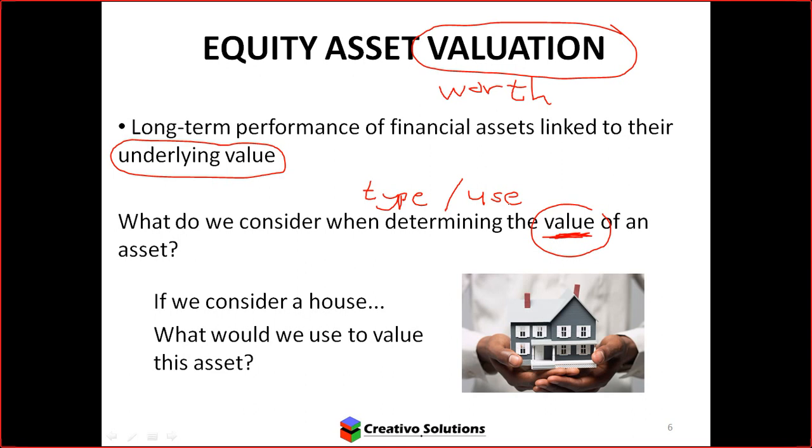So now if I focus specifically on a house, what would we use to value this asset? The size of the house, the land, the building. How many rooms does it have, the square meterage, lots of things. Correct, good. Okay, so do you agree when we actually focus on a specific asset, different assets will have different factors to consider? So a house, yes. As you said, size is important for a house.